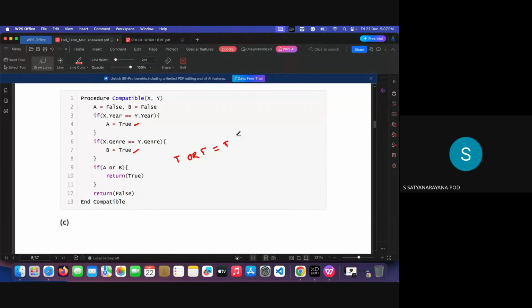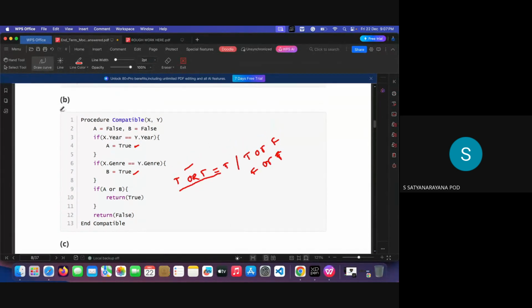It works for true or false. It works for false or true. But the issue is true or true also works. But it should not happen, because whenever both conditions are true, it also works. So this is also not right. B option is also incorrect.